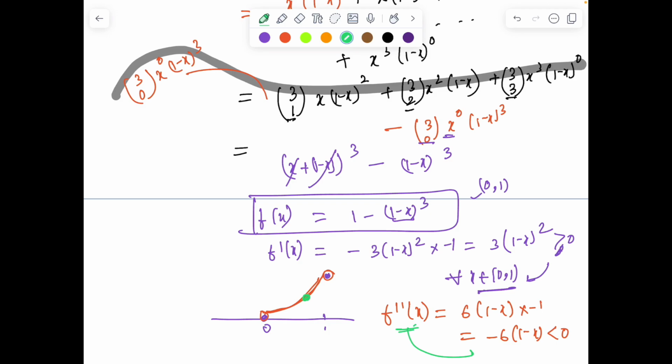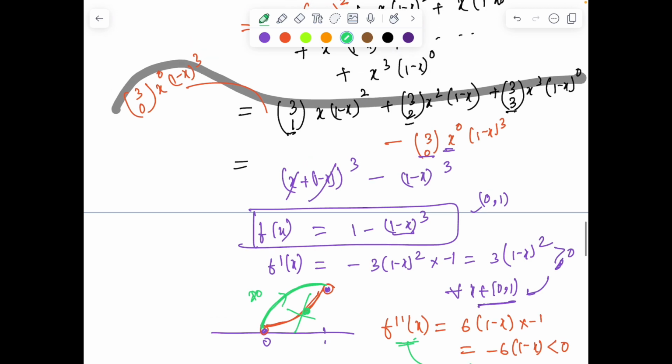So how is the function behaving? The function is behaving in this way. So it's concave down. So this is the correct one. This is the wrong description. Right. So this is how you can solve these problems.